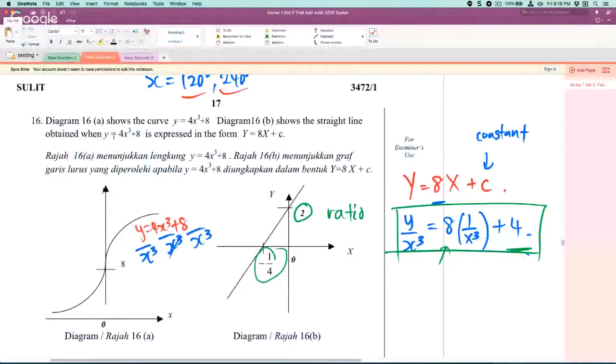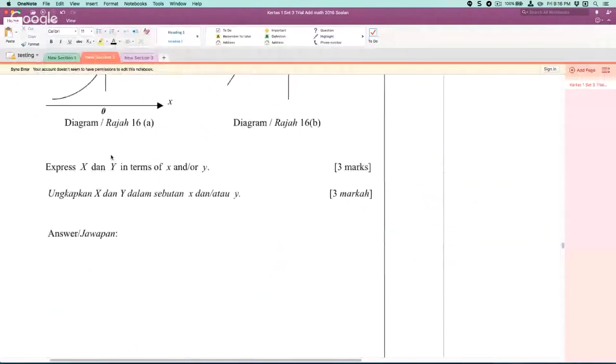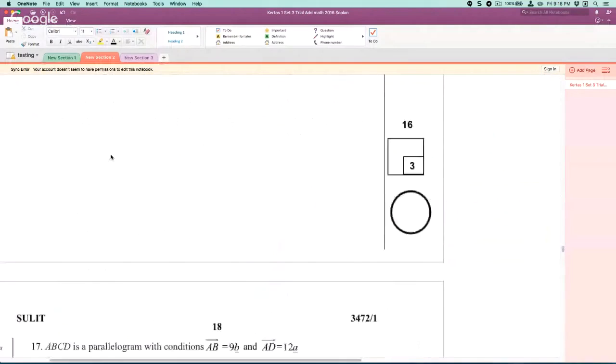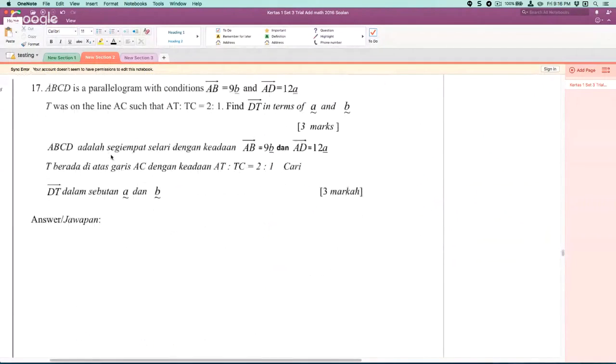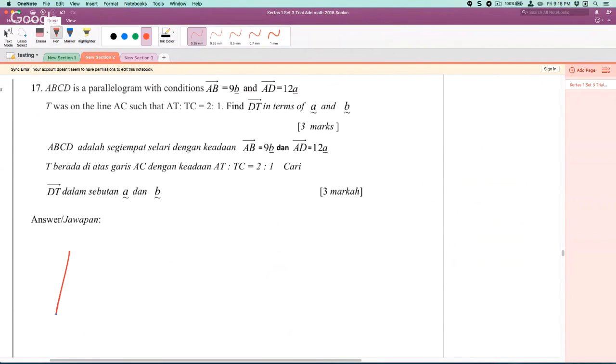Okay, so let me move on. Question 17. For this question, ABCD is a parallelogram with the condition AB is 9b, AD is... Okay, I will just try to sketch out the ABCD, since parallelogram means this one must be parallel to this one, and this one must be parallel to this one.